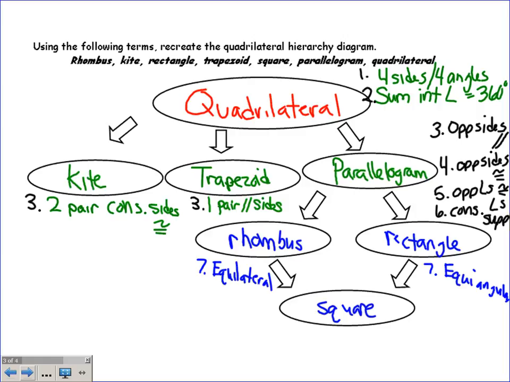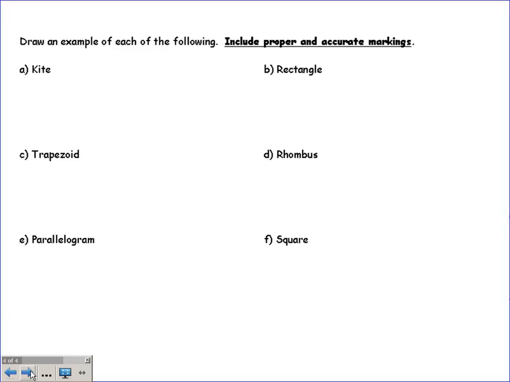Okay? Can you handle that? Okay? So that's something that you guys can keep studying. So if ever I say, hey, there's no homework tonight, there is homework. You're going to have to memorize these. Okay? Still with notes. This is the last page. I promise. This is the last page. Okay. Draw an example of each. Include proper and accurate markings. Turn the pages from your notes. Turn to a brand new page. I want you to do these. I want you to be able to do this on your own.